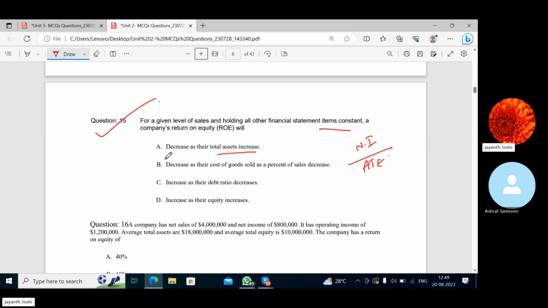See, a firm's return on equity is a measure of how much equity capital is employed to generate a level of earnings. That means how much money you are spending to make some returns, right? So if your total assets increase, it means an increase in equity, right? Since all the financial statement items are constant here, correct or wrong? For a given level of sales and holding all other financial statement items constant. So if the asset is increasing, fine, what will happen? Your equity is in the denominator, right? So this has to increase or not? Decrease. Why does this have to increase?